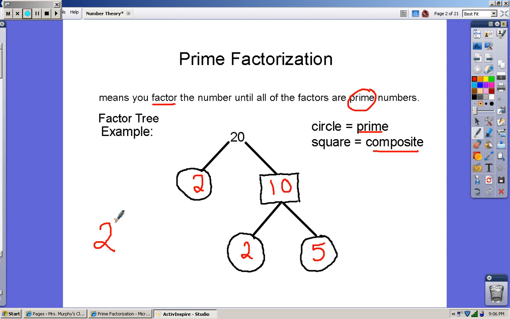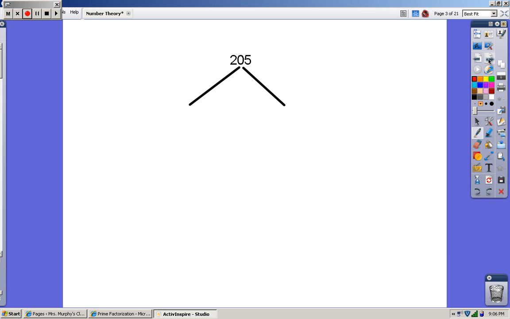As I showed you in class, 2 squared means the same thing as 2 times 2. It's just combining all the like terms and grouping up your numbers. So this would be our prime factorization for the number 20. And in this, if we have more than one number, we're going to be able to find our greatest common factor and our least common multiple.